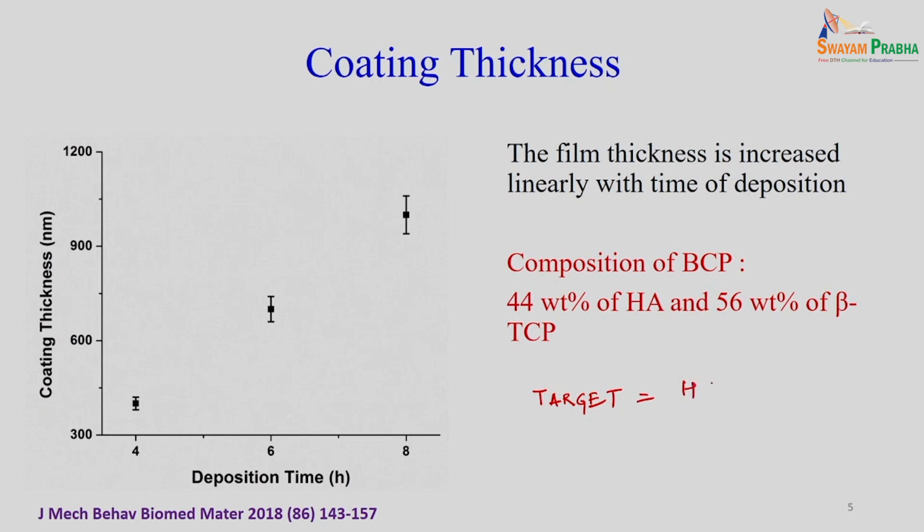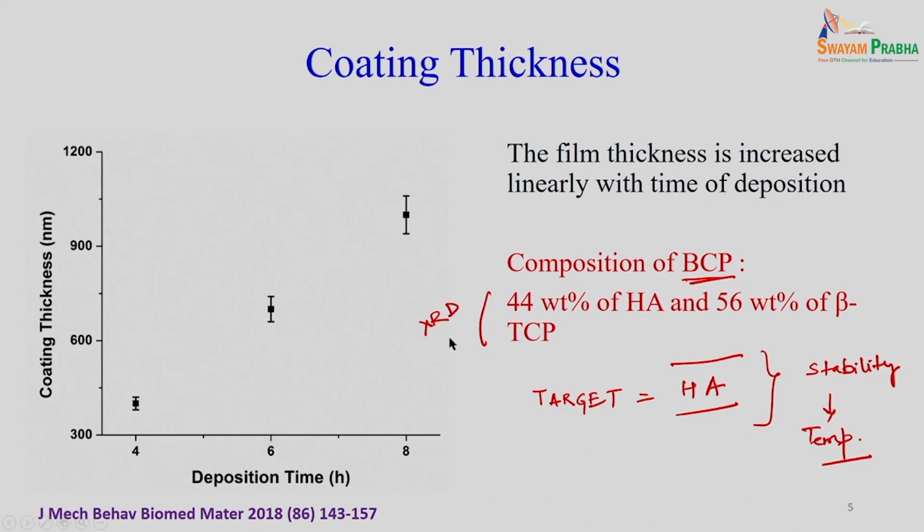Now, apart from the thickness, although our target was HA, during the deposition, as we discussed, stability is a concern, because of the temperature. So, along with the HA, the beta TCP phase was also formed, that is why we call it a biphasic calcium phosphate, and this deposited film was analyzed by the XRD.